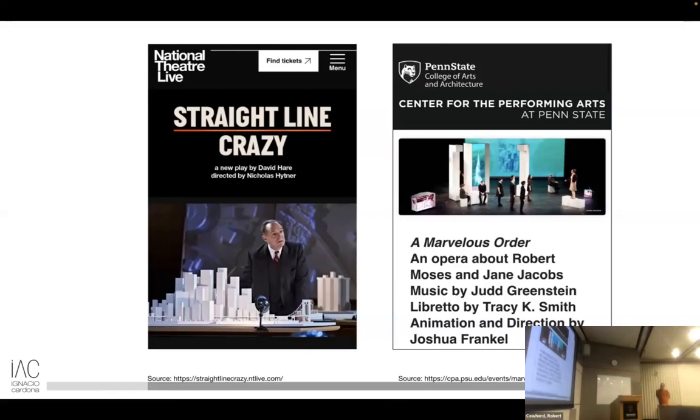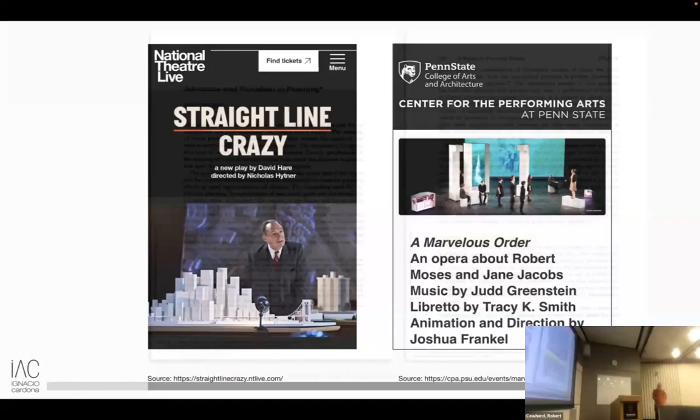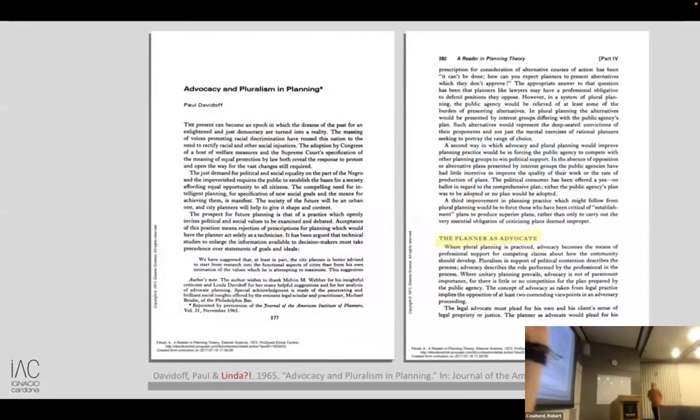So there were plays around the world discussing these trends. If you want to go to this, you can see the play. So this is Ralph Fiennes. Ralph Fiennes, you know that actor? He's a Hollywood actor. He plays Bob Moses in that play in London. And from that emerged a new form of planning that was called advocacy planning.